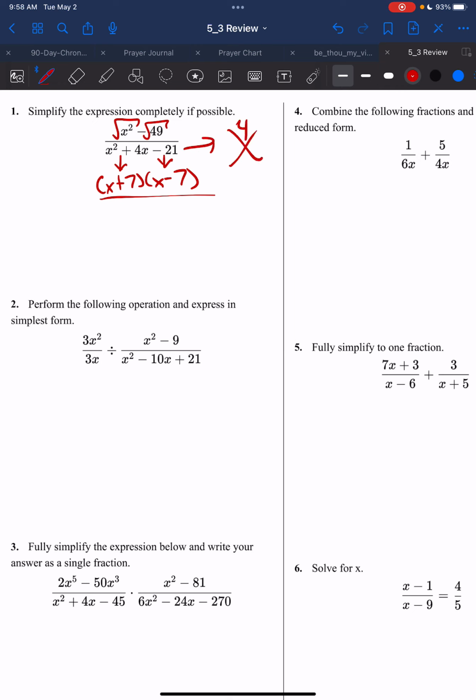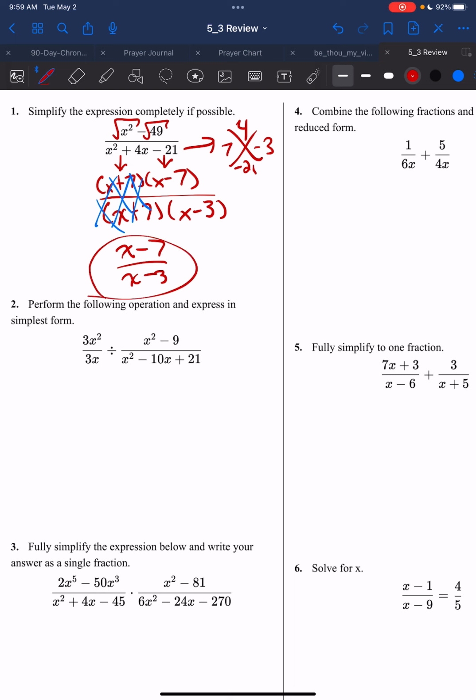So 4 and negative 21, that is 7 and negative 3. What adds to 4 and multiplies to negative 21? I write that out, x plus 7, and then x minus 3. You cancel out what they have in common, and then I'm left with x minus 7 over x minus 3. Okay, I'm going to move quick. You can go back and rewatch the videos as needed.